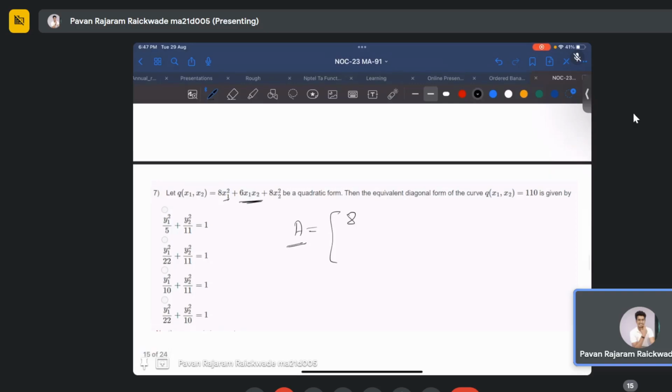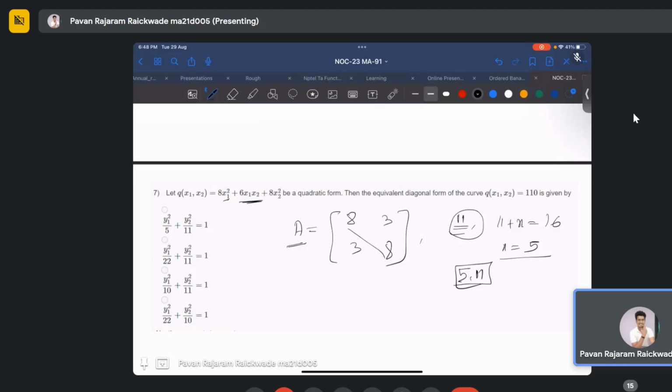So A is 8, 3, 3, 8. Nice matrix. What are the eigenvalues? Yeah, I can guess 8 plus 3, 11 is an eigenvalue. And then 11 plus x will be the trace, 16. So x is equal to 16 minus 11, 5. So the eigenvalues are 5 and 11.